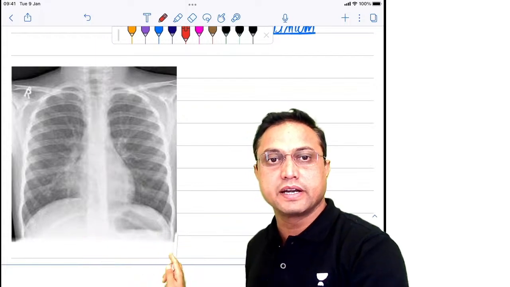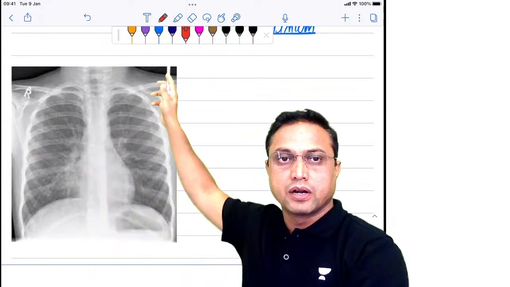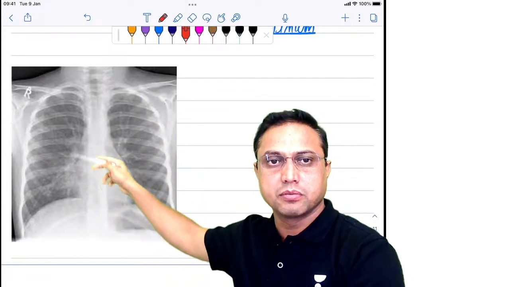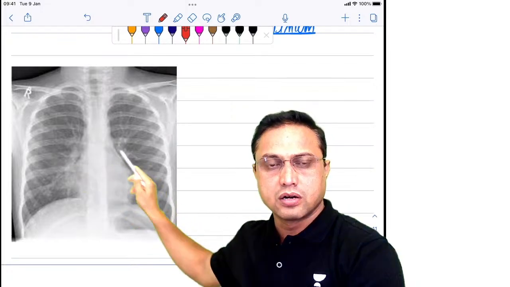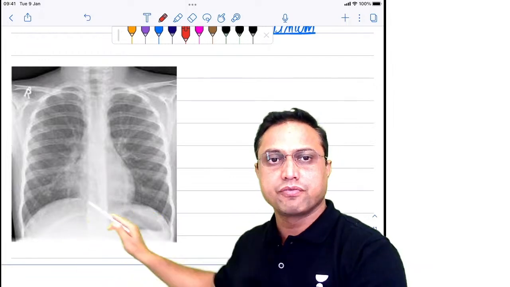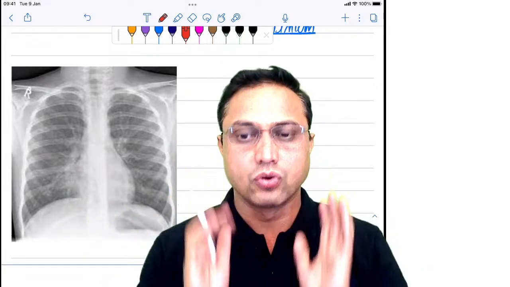Both the CP angles, right and left, have a very sharp and clear edge over here. The trachea is centrally located and I can see good bronchovascular markings. The mediastinum is okay. The heart shadows are okay. The borders are okay. No shadows. The diaphragm curvature is very okay. So this is going to be a very normal, pretty good x-ray.